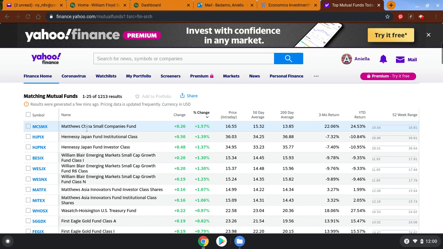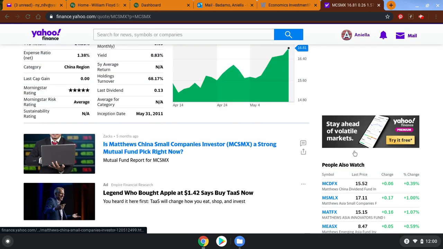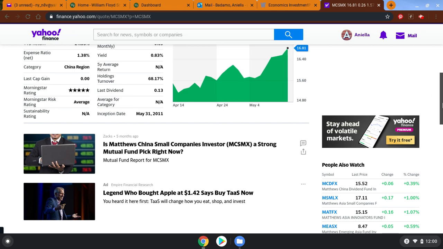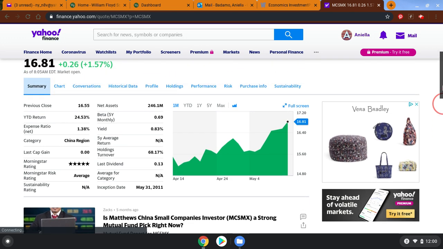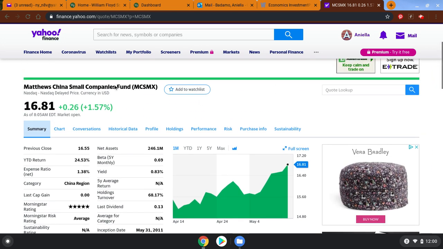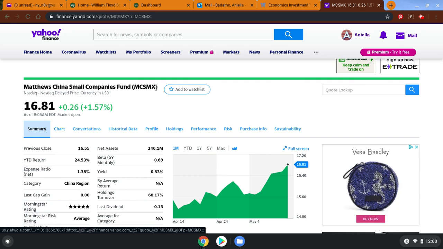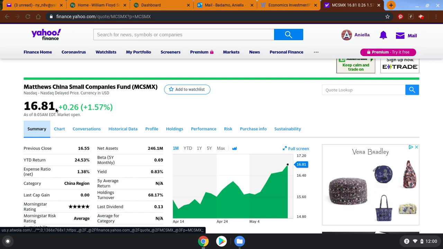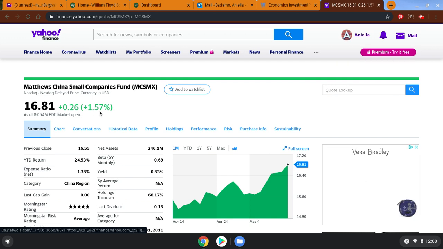So this is the name of the fund. This is the stock symbol. You can click on any of them. I'll just click on this one. Okay. And it's Matthews China Small Company Fund is the name of the fund. MCSMX is its trading symbol. And it currently is trading at $16.81 a share in the mutual fund. Okay. You can put that in.